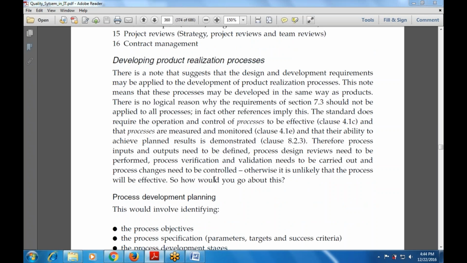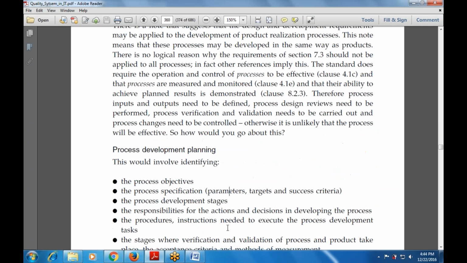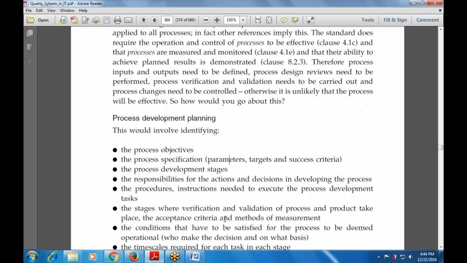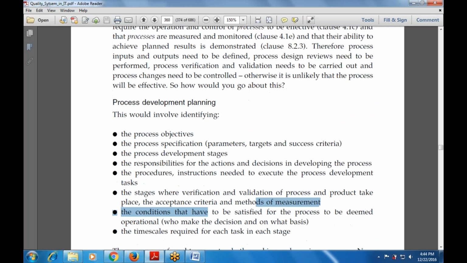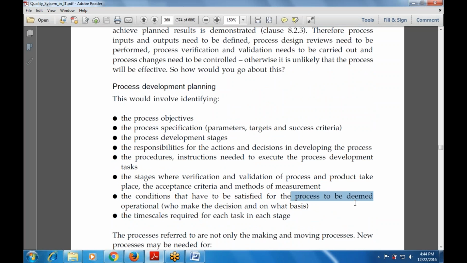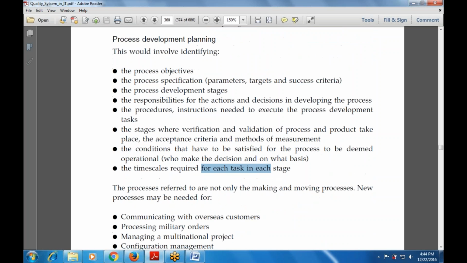It includes the process objective, process specification, that includes the parameters, targets and the success criteria, process development stages, responsibilities for the actions and the decisions in developing the process, then the procedure instructions that are needed to execute the process development tasks, stages where the verification and the validation are done, the acceptance criteria and the methods of measurement, conditions that have to be satisfied for the process to be deemed operational, who makes the decision and on what basis, and the time scale that is required for each task in each stage.